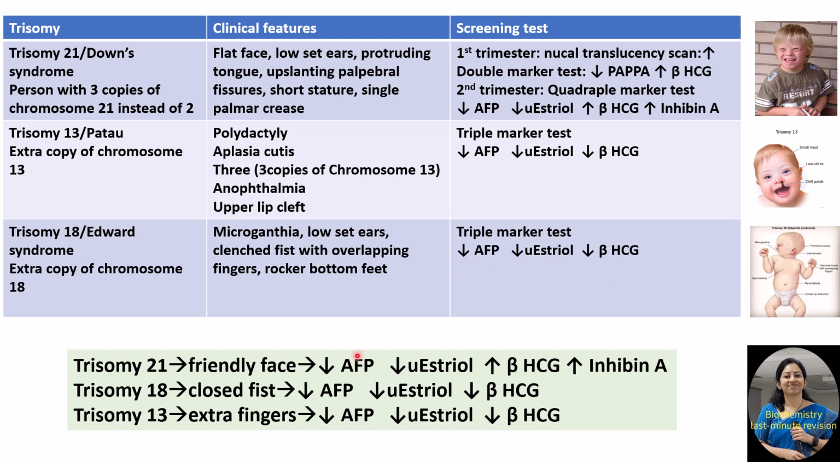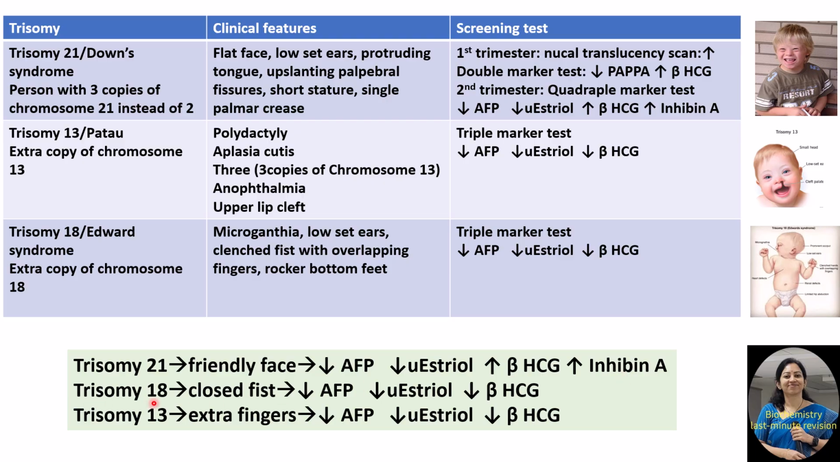A simple way to remember these trisomies: trisomy 21, Down syndrome, is characterized by a friendly face. If you just look at the face of the child, it looks very friendly. The characteristic screening markers are two ups and two downs. Two downs are decreased alpha fetoprotein and decreased urinary estriol. Two ups are increased beta HCG and inhibin A.